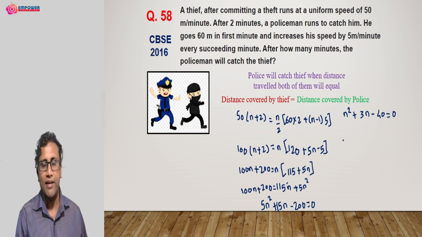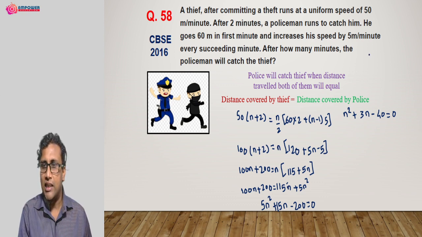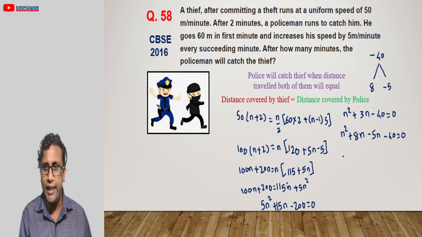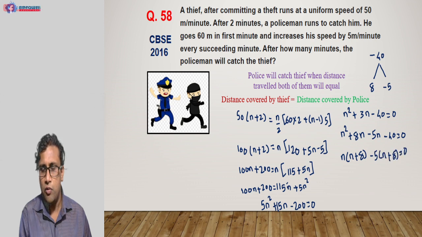We know how to solve the quadratic equation. Just take the last term, that is minus 40. So I will need two numbers whose multiplication will be minus 40 and addition will be plus 3, or positive 3, we can say. So obviously the numbers will be 8 and minus 5. So this becomes n square plus 8n minus 5n minus 40 is equal to 0, right? So n (n plus 8) minus 5 (n plus 8) is equal to 0.